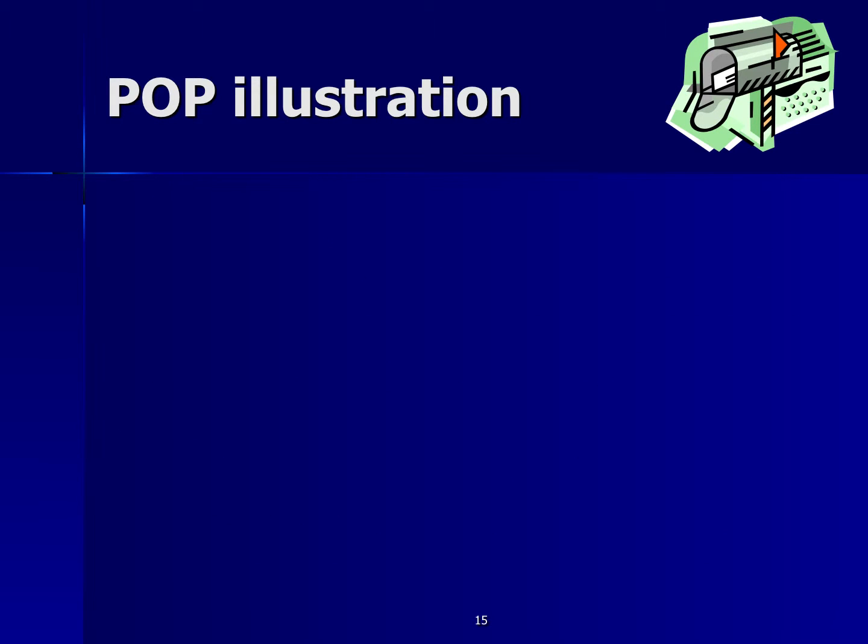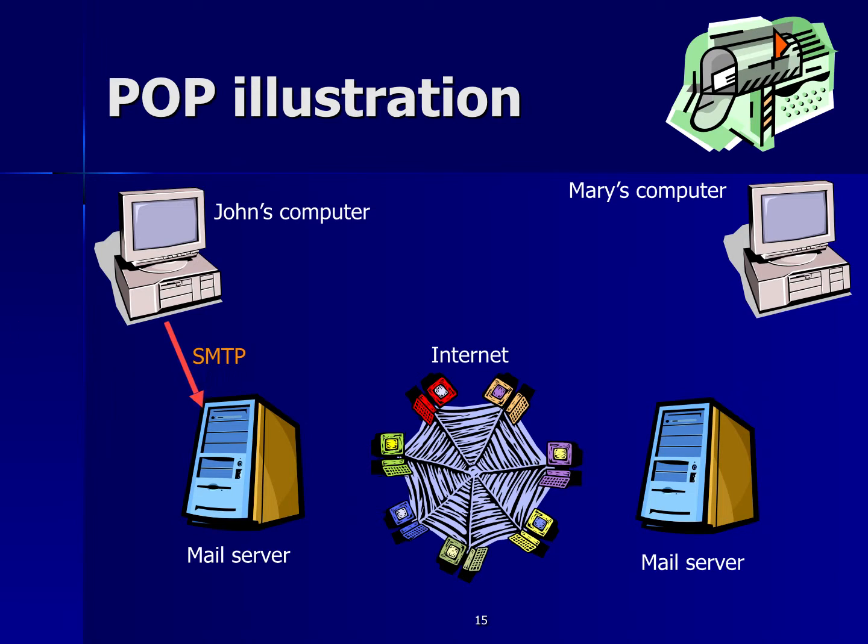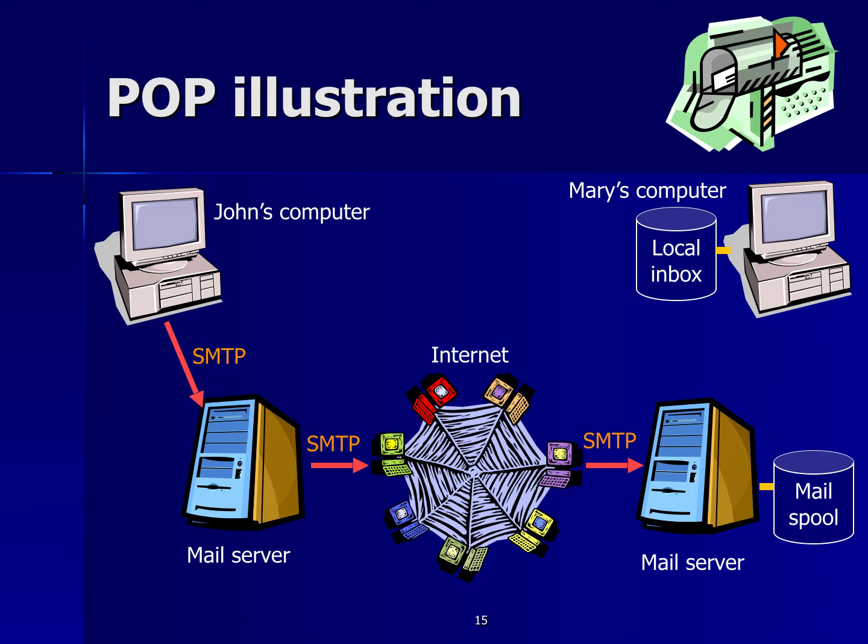So this is the POP illustration. This was the SMTP that we covered in one of the previous slides. After this, when the mail arrives at the mail server of Mary's computer, there are two local inboxes and the mail is full. Now POP occurs and the mail from the mail spool of the mail server is sent to the local inbox of Mary's computer. And this is how POP works.